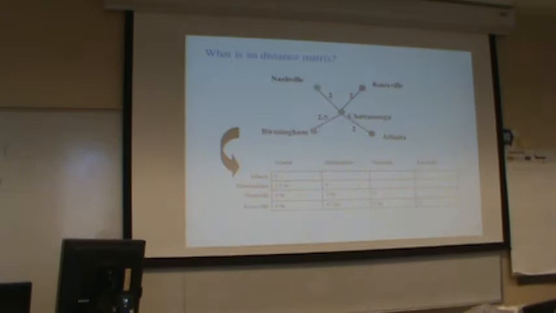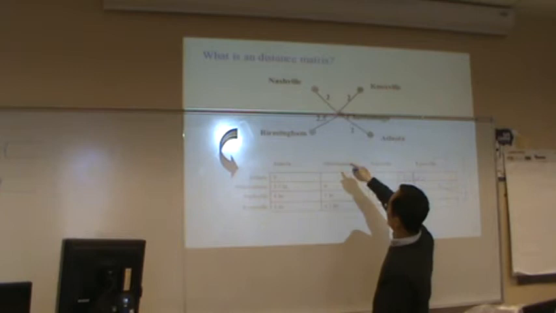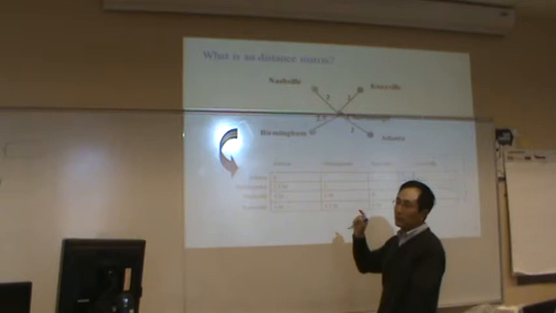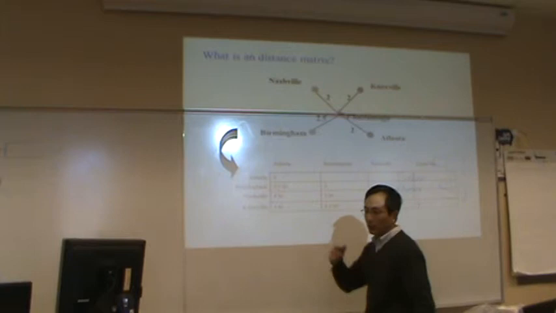How are we going to get 2.5? What's 2.5? From Birmingham to Knoxville, the distance is 2.5. But in a phylogenetic tree, how would I put the 0.5? The tree actually probably does not represent the distance precisely. It's an overall representation, what we call an optimal representation. It's not a precise representation.